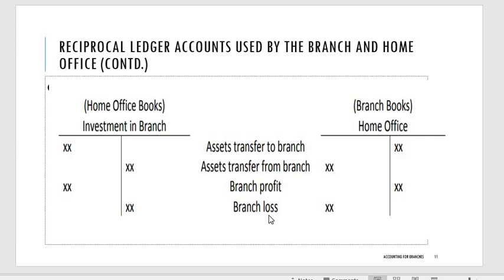So, to close that one, you credit income summary, no? You debit home office, credit income summary, diba? So, if there is a loss, it shall decrease your capital account. So, in this case, it is the home office account. And since, sa books naman ni home office, the investment in branch account shall be credited. So, mag-debit siya ng branch loss, credit, investment in branch.